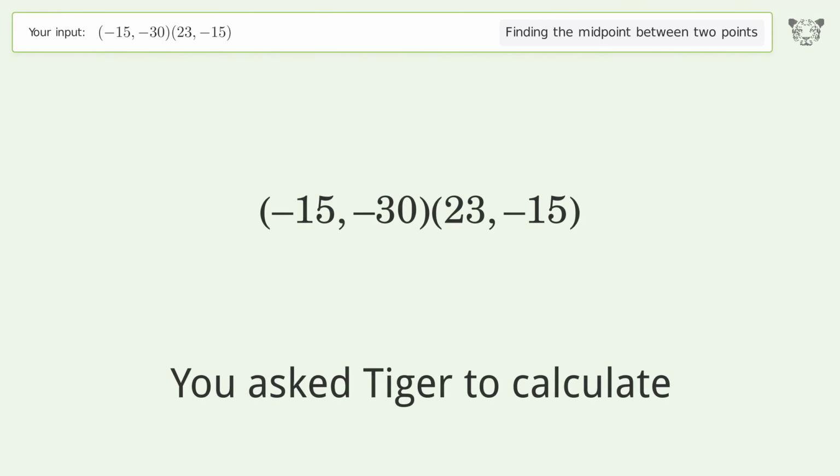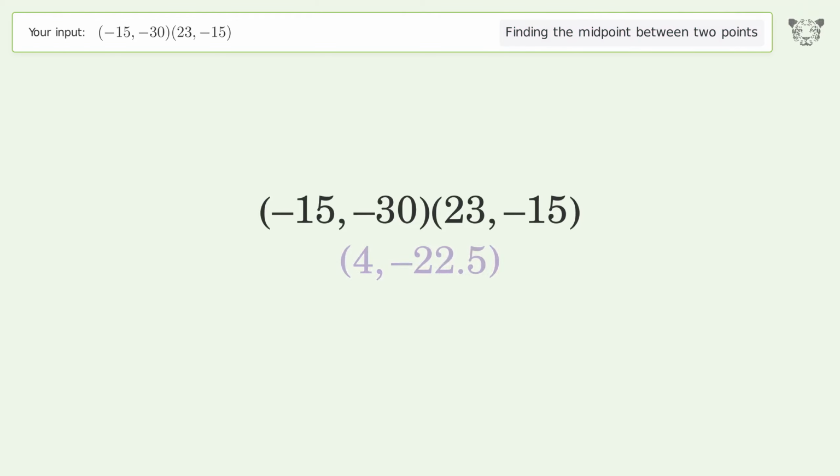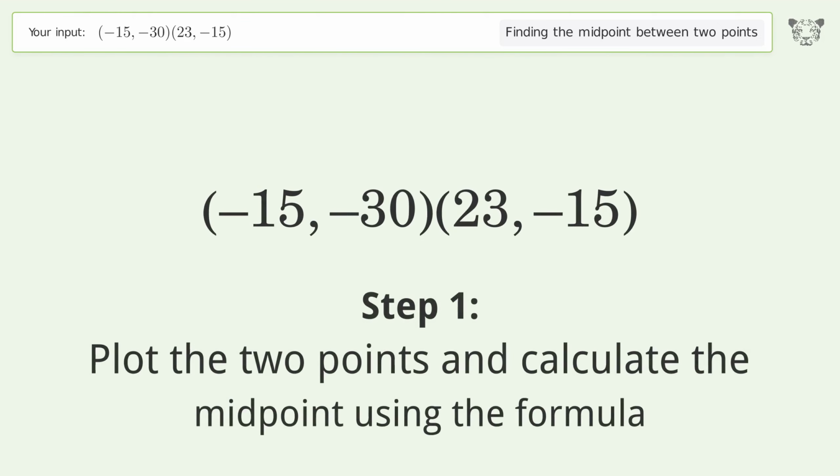You ask Tiger to calculate. This deals with finding the midpoint between 2 points. The midpoint between the 2 points is 4, negative 22.5. Let's solve it step by step. Plot the 2 points and calculate the midpoint using the formula.